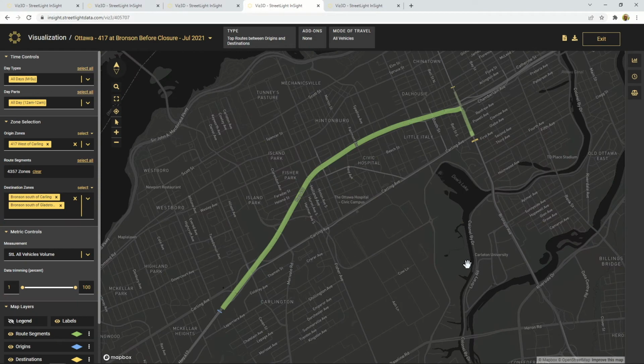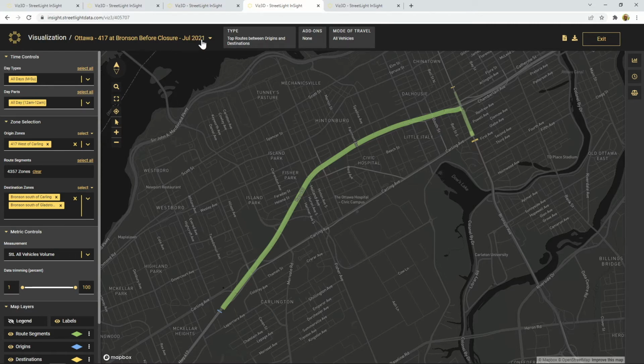This next example takes us to the city of Ottawa, using the vehicle mode instead of the bicycles. In August of 2021, the city closed the off-ramp from Highway 417 to Bronson Avenue, right here. So the question we have is, what route did people take to get from the 417 onto Bronson after this on-ramp was taken out of service? So we start with the before case.